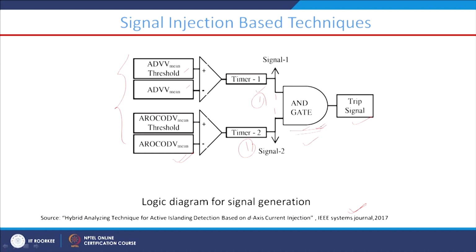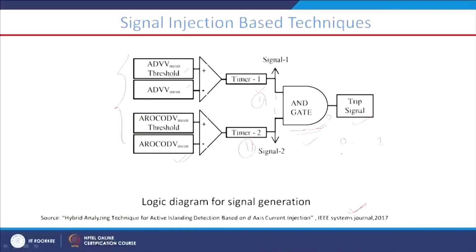If any one of these feature outputs is 0, even if the other one is 1, there will still be no trip signal, right. So, the output is going to be 0. That means together the two signals should be 1.